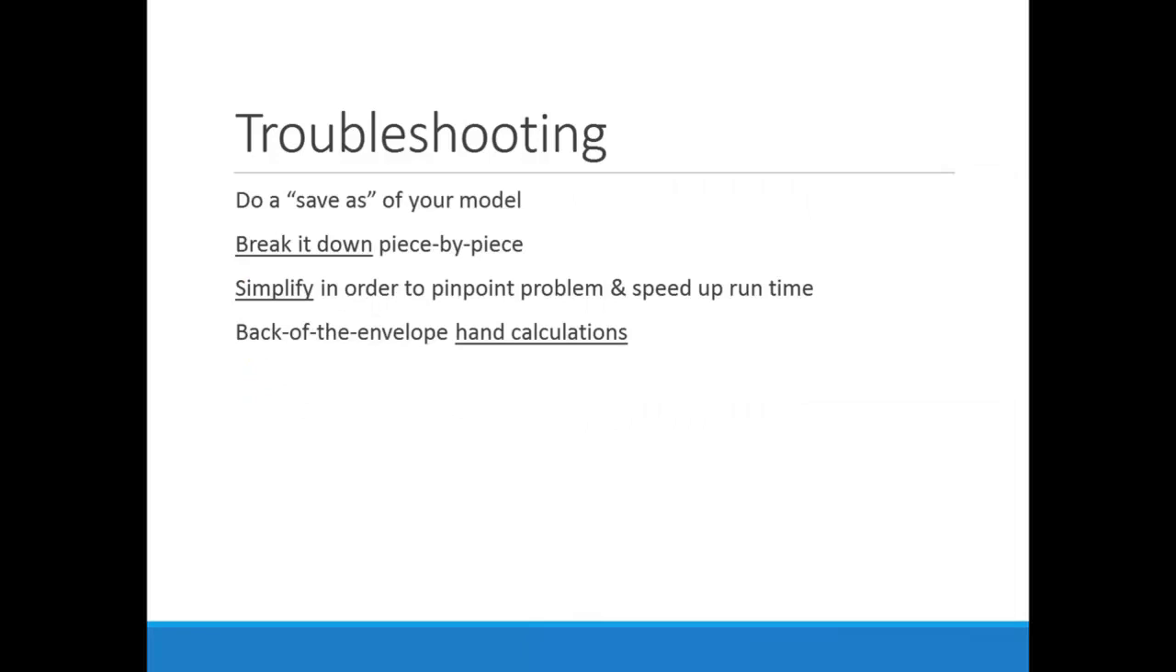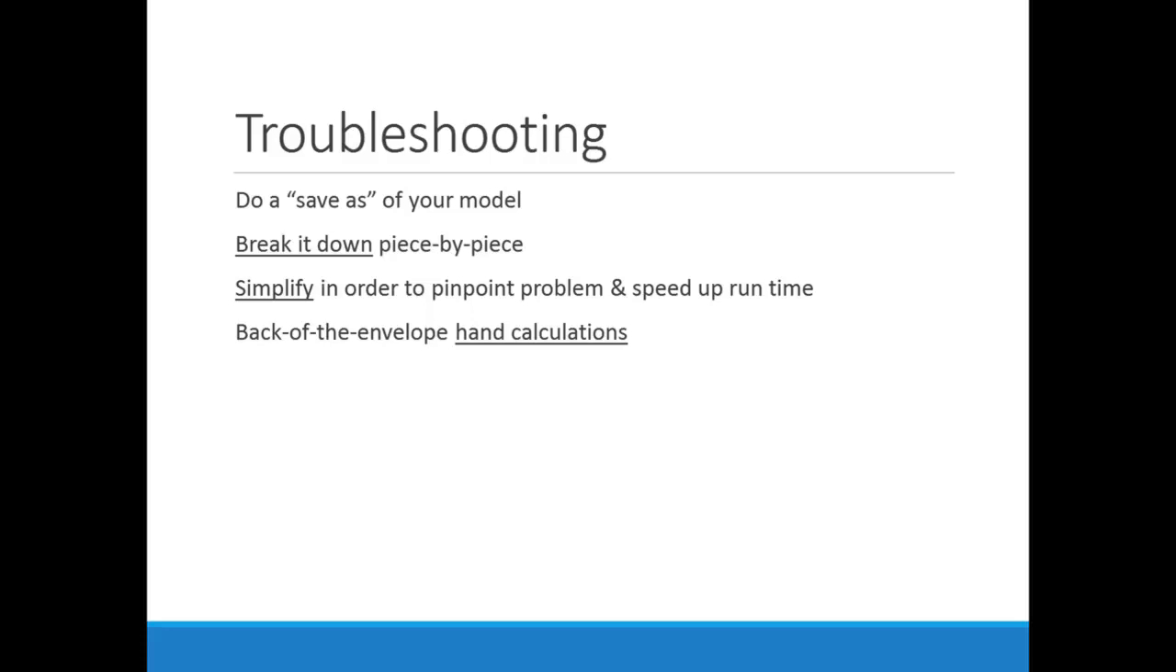So when you find yourself in a problem, a good idea is to first do a save as of this model, and then start breaking it down piece by piece, starting off with where you immediately think the problem's coming from. So break it down and simplify it, and that way you're able to pinpoint where the problem's coming from. A lot of times you might have a problem.